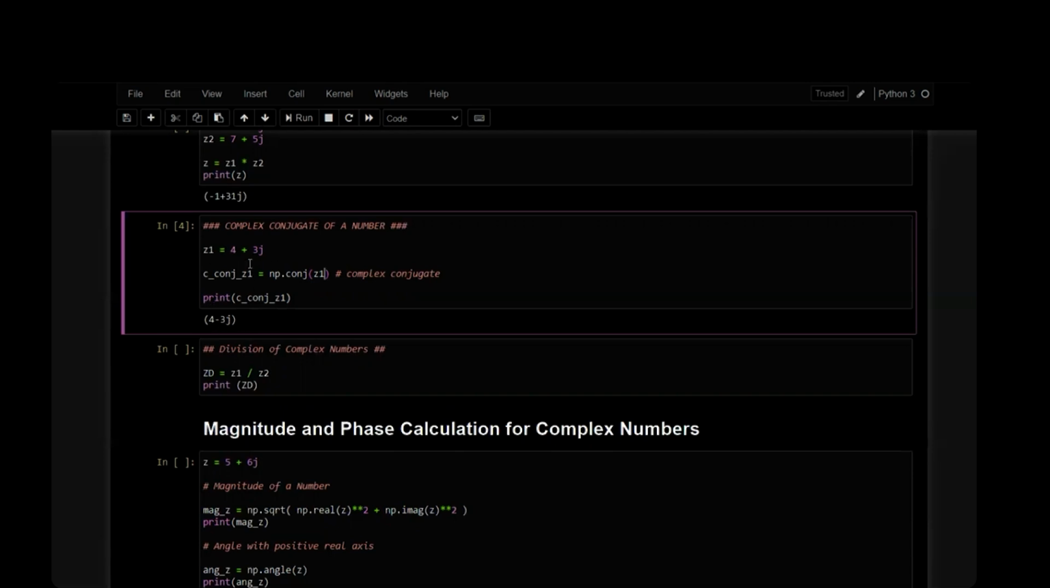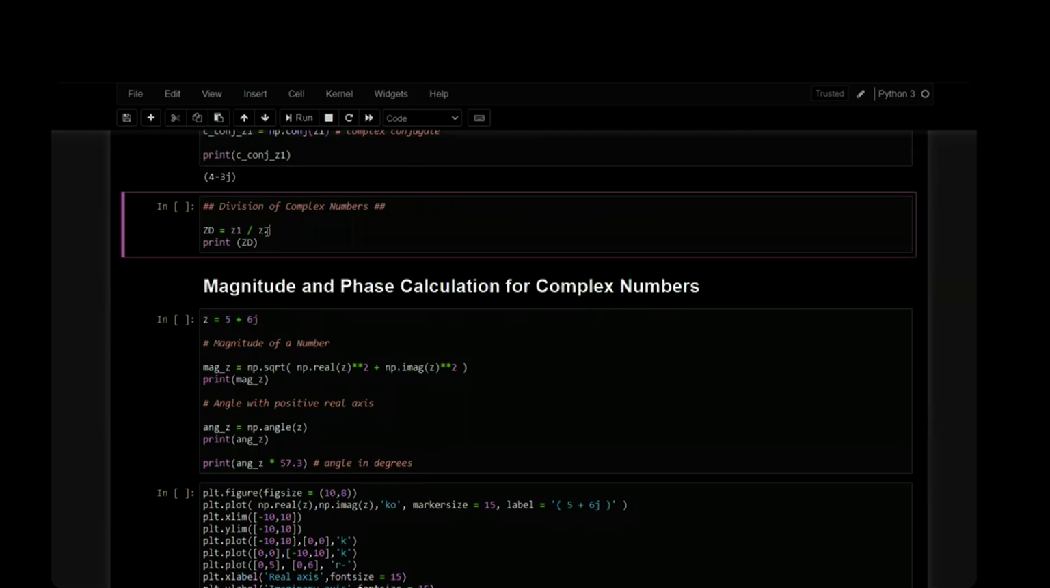Next, let us find the complex conjugate in Python. If a complex number is 4 plus 3j, we use a method in NumPy which is conjugate. Typing np.conjugate of z1 will calculate the complex conjugate. Running this cell gives 4 minus 3j. Finally, division.